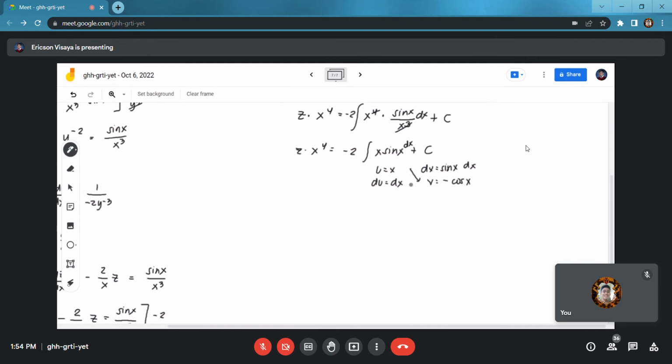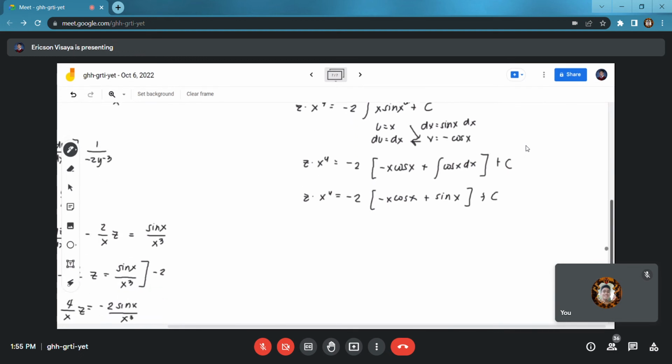So z times x to the 4 is equal to -2 times uv, that is x times negative cosine x, so negative x cosine x, minus the integral of negative cosine x, so that becomes positive, positive cosine x dx, plus c. So z times x to the 4 is equal to -2 times negative x cosine x plus the integral of cosine x, that is sine x, plus c.